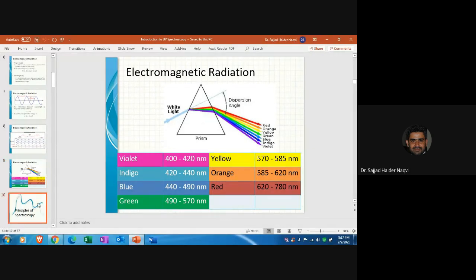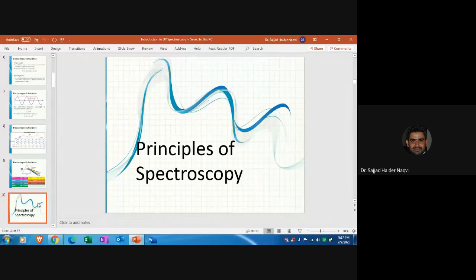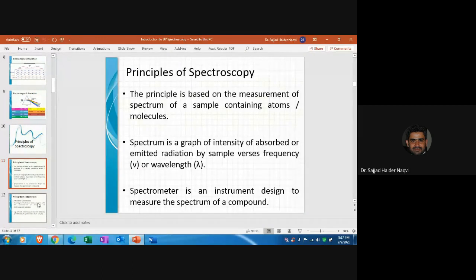So going further, let me start towards the basic principle of spectroscopy. Now, the basic principle states that it is about the measurement of the spectrum of a sample containing atoms or molecules. Like, for example, you will be given a sample, and that sample contains some atoms or some molecules in them. It might be a solution or something else.